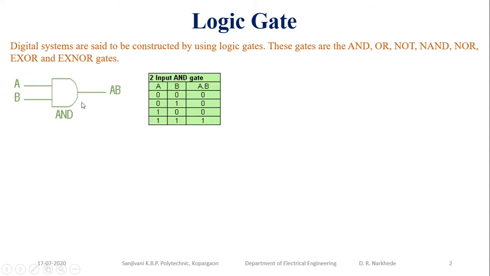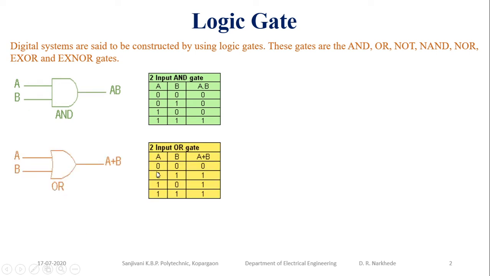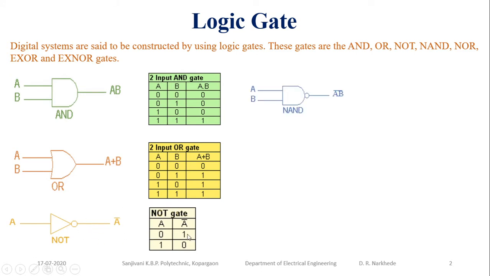In the previous lecture we discussed the AND logic, in which we verified the truth table. The AND logic will give you the output when all the inputs are high. Then we discussed the OR logic. The OR logic will give you the output when any one input is high or all the inputs are high. Then we discussed the NOT gate. The NOT gate's output is the complement of the input. If input is 0, output is 1.